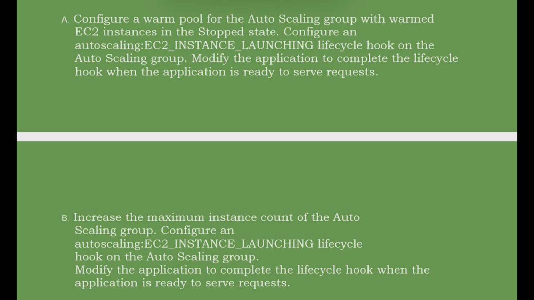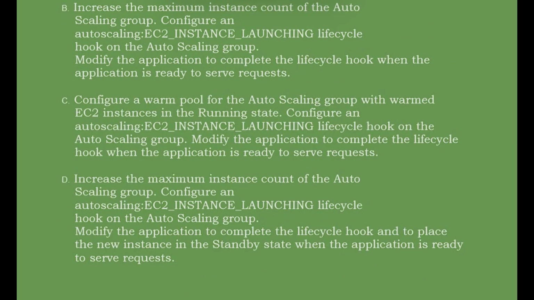Configure an autoscaling:EC2_INSTANCE_LAUNCHING lifecycle hook on the Auto Scaling group. Modify the application to complete the lifecycle hook when the application is ready to serve requests. Option C, configure a warm pool for the Auto Scaling group with warmed EC2 instances in the running state. Configure an autoscaling:EC2_INSTANCE_LAUNCHING lifecycle hook on the Auto Scaling group. Modify the application to complete the lifecycle hook when the application is ready to serve requests.